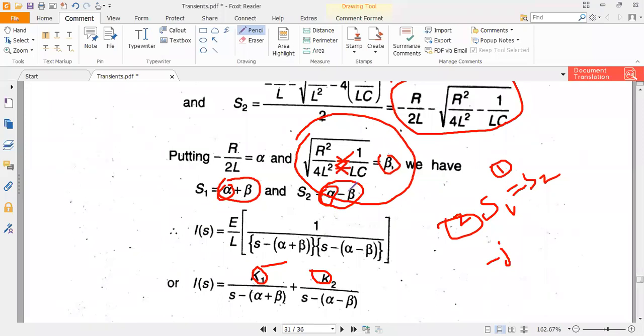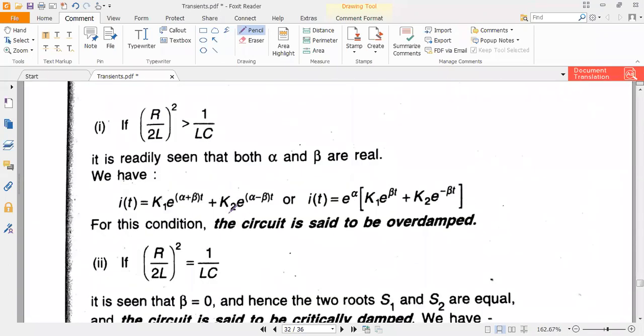Okay, based on the value of these two terms, you may get the roots having three kinds of values. In the first case, you may get real values. In the second case, you may get equal poles, and in the third case, you may get complex conjugate poles. The same thing they have done here.